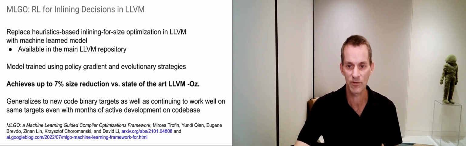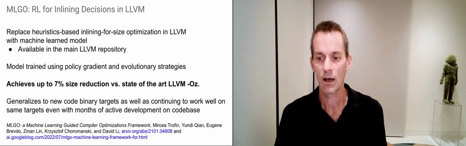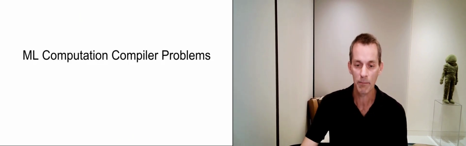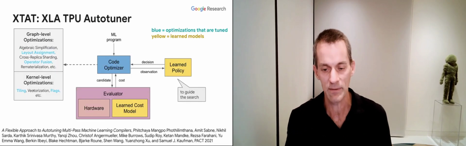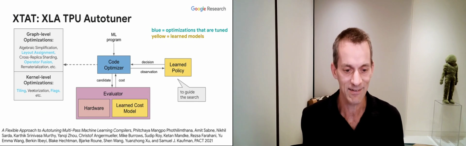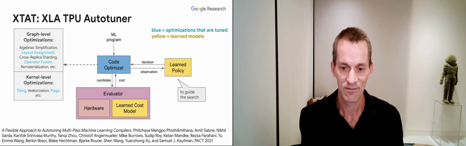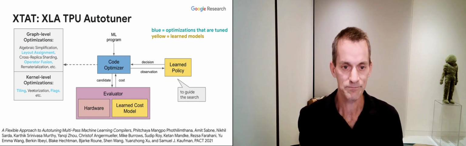It's trained using policy gradient evolutionary strategies and achieves up to 7% size reductions versus the state-of-the-art LLVM optimized for size flag. And it also generalizes to new binary targets, as well as continuing to work well on the same targets, even when you have many months of active development. So this is pretty neat. It's great to see sort of RL applied to this problem.